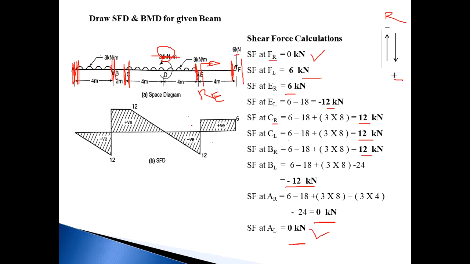So join all coordinates using a straight line, horizontal straight line or inclined straight line. See here, in between E to F there is no load, so the SFD is a horizontal straight line. In between C to E there is a UDL, so the SF diagram will change to an inclined straight line, that is linear. In between B to C there is no load, so a horizontal straight line. And in between A to B there is a UDL, so it changes to an inclined straight line. So this is the SFD for the given beam.